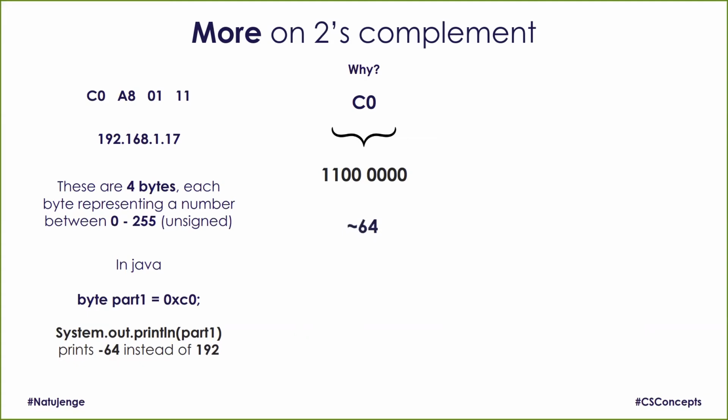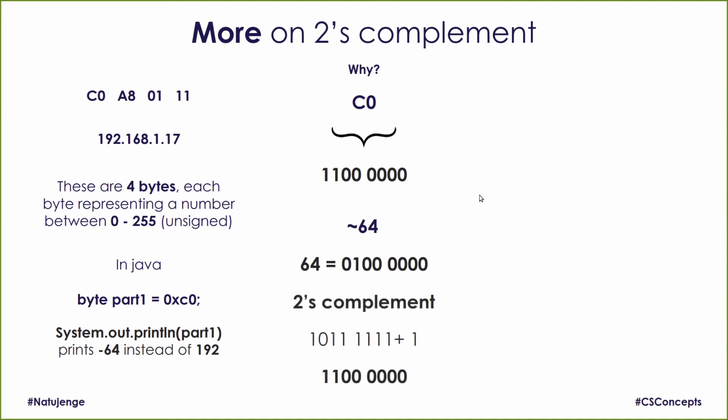Now, if you look at this, let's compare with the complement of 64. So 64 is 0, 1, 0, 0, 0, 0, 0, 0. Now, if you do the 2's complement, you basically change the first bit into 1. Then you find the 1's complement of the other bits, which gives us this. Then you add 1 and you get this. So you can see that C0 is actually the 2's complement of 64. And that's why it prints negative 64.